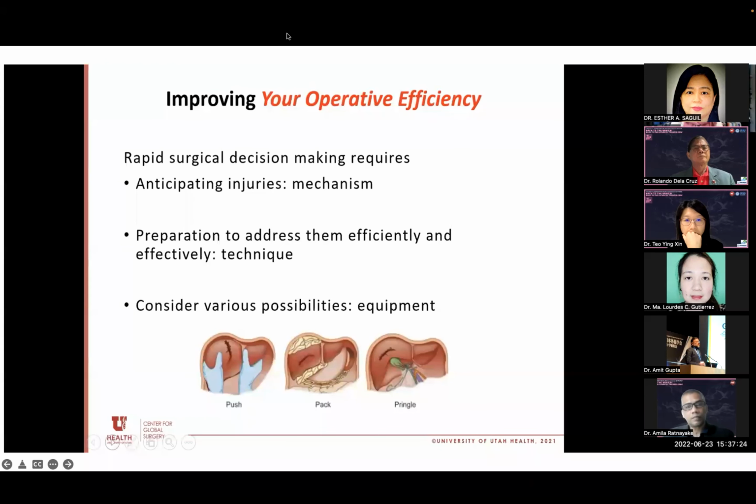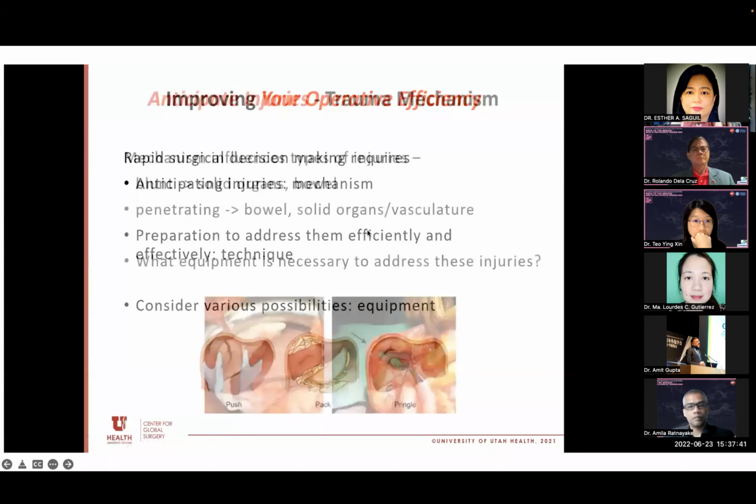This is a picture from the internet about several different ways of controlling a major liver injury. So you need different tools and techniques for all of those, and you need to be able to anticipate them and prepare for them so that you can do them rapidly.